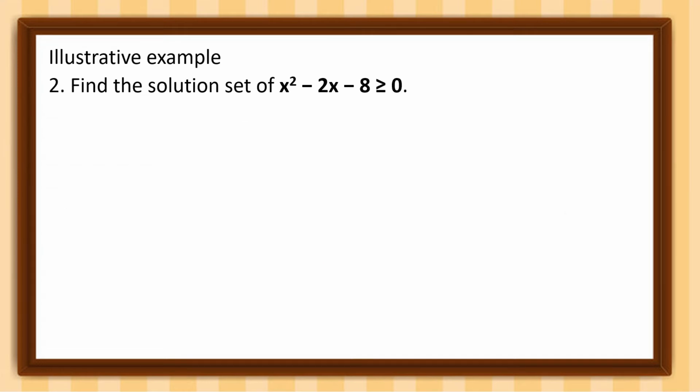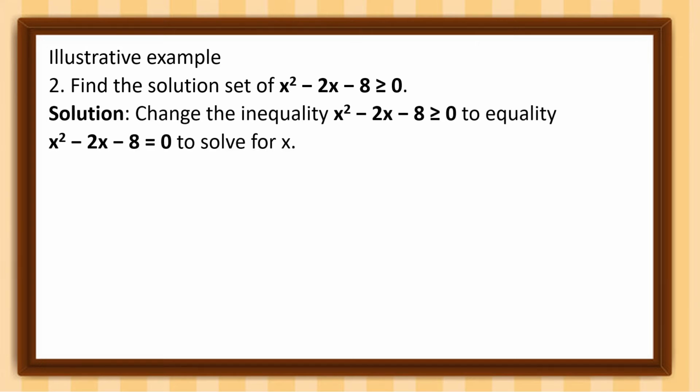Now, second example. Find the solution set of x squared minus 2x minus 8 is greater than or equal to 0. The first thing that we need to do is change the inequality x squared minus 2x minus 8 greater than or equal to 0 into equality. And we will have x squared minus 2x minus 8 that is equal to 0 to solve for x.